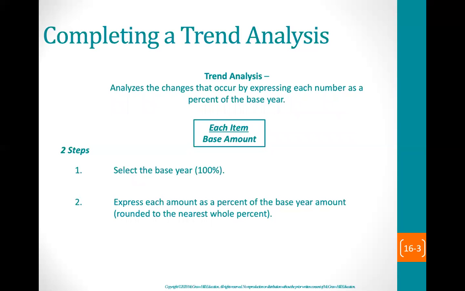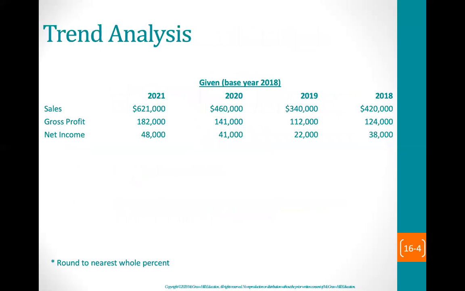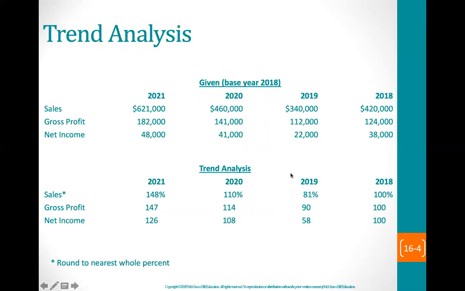So for example, we're given this information for a company for 4 years, 2018, 19, 20, and 21. We're given sales for each year, gross profit for each year, and net income. We're told our base year is going to be 2018. So we want to do a trend analysis on sales, gross profit, and net income based off of 2018. So these are our trend analysis.